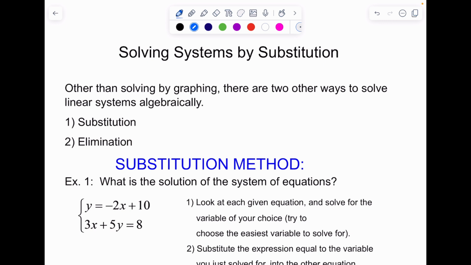Today we're going to be learning how to solve systems of linear equations by substitution. Little side note, this skill is useful for also solving systems of nonlinear equations. So I hope this helps you out both now and in the future.